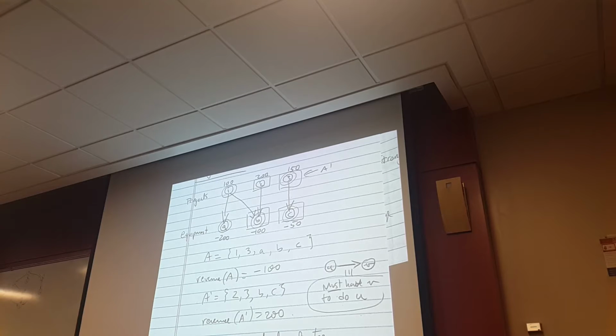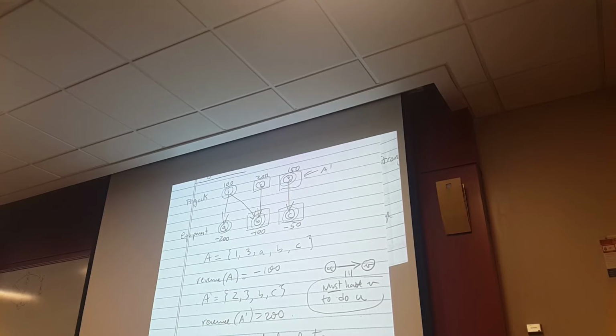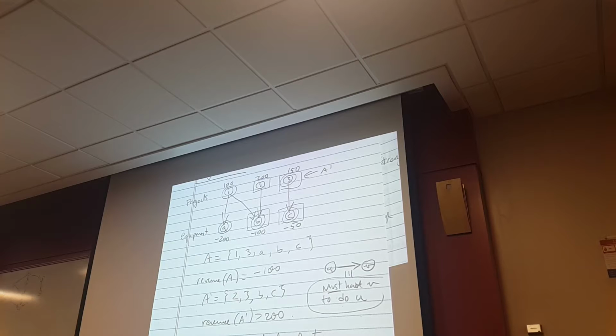So the policy is the following. I will put an edge from the source to every activity that generates a positive revenue. So if the number along the node is positive, I'm going to put an edge from the source to that node. And if it's negative, I'm going to put an edge from that node to the sink.